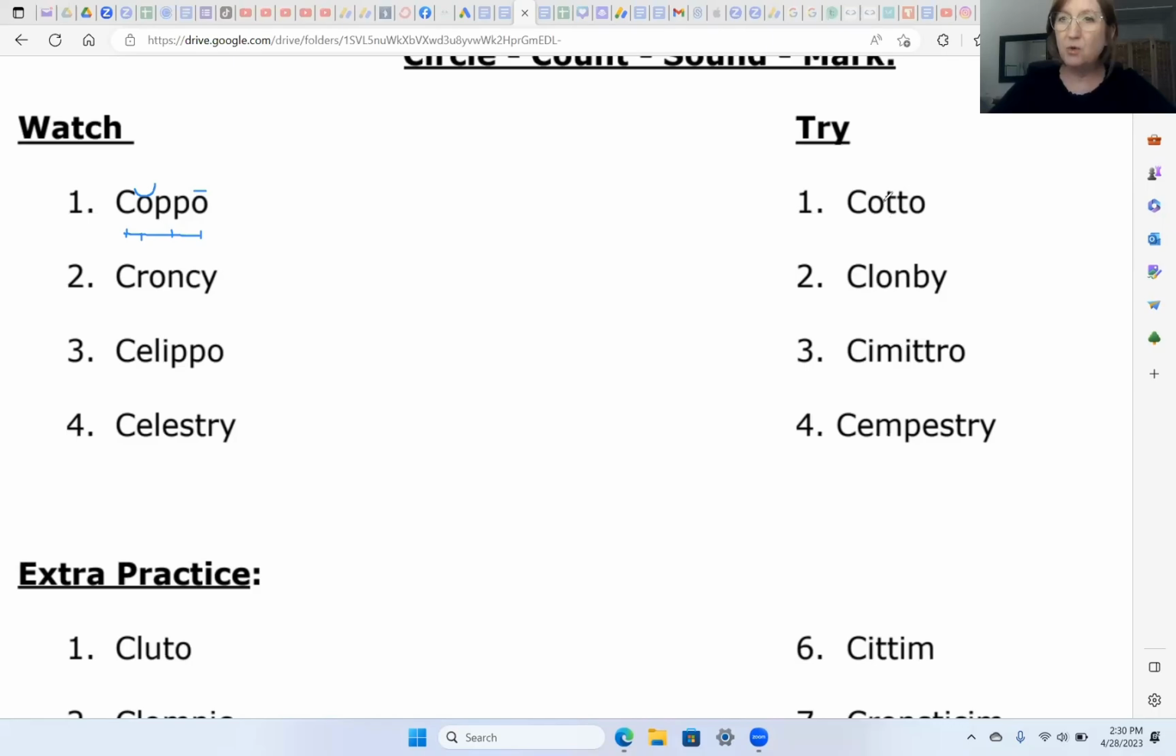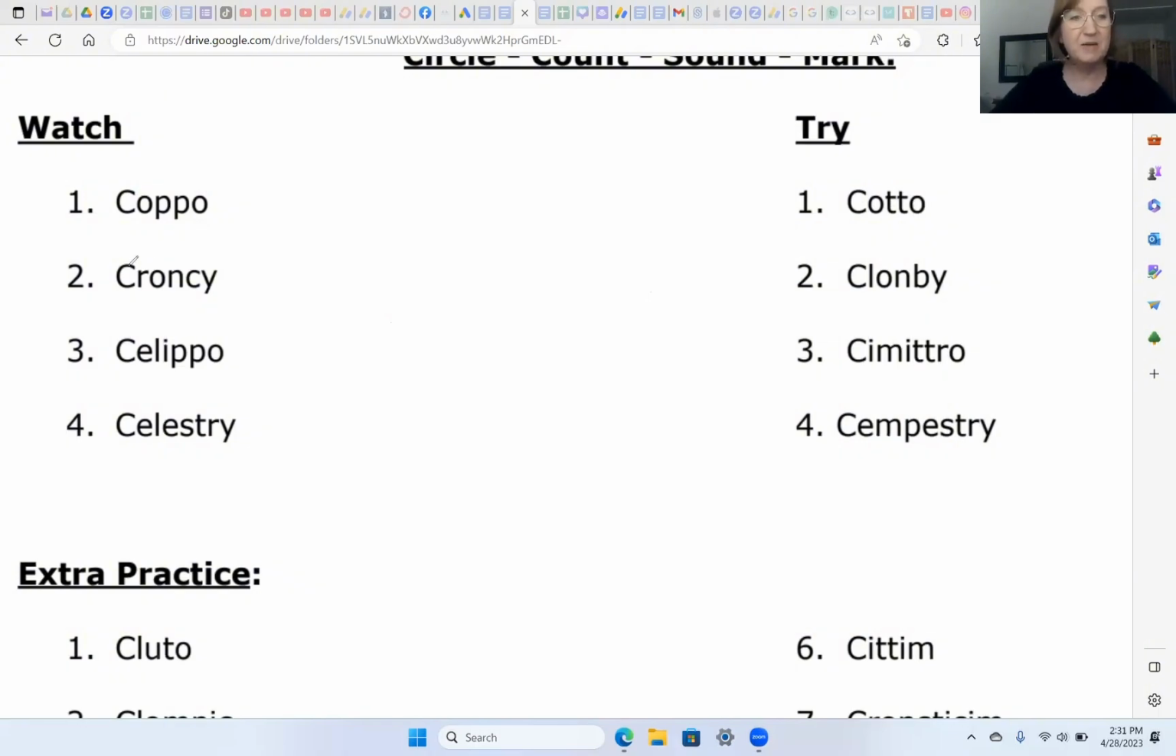So go ahead and try yours over here. So this C is also going to make its hard sound because of the next letter. It's not an E, I, or Y. That O is going to make its short sound because the next two letters are consonants. And that last O, O's at the end always say O. So this word is auto, auto. Okay, so far so good.